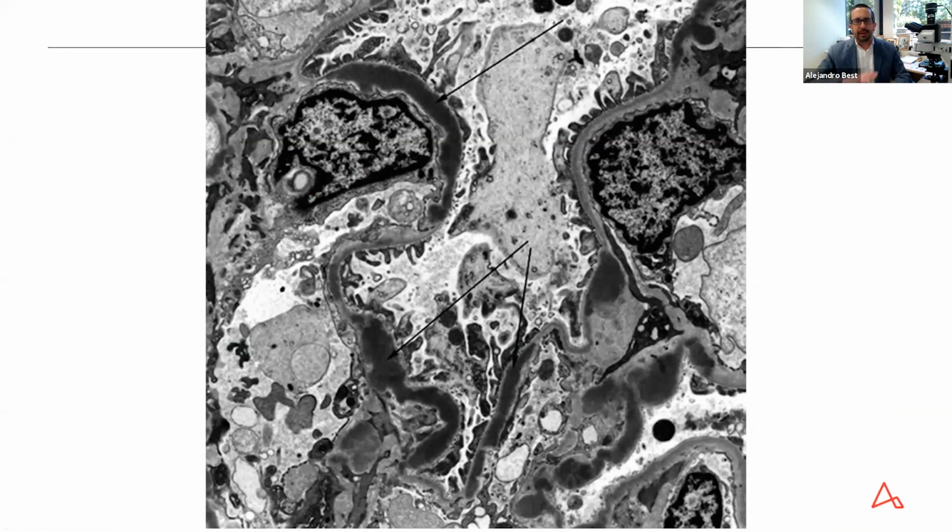It's not every loop and the whole circumference of the loop. It's segmental, and segmental even within a single loop. It's discontinuous, in other words. You can have humps as well, subepithelial deposits. So that doesn't change anything. Yeah, and I think that's all I have for DDD.